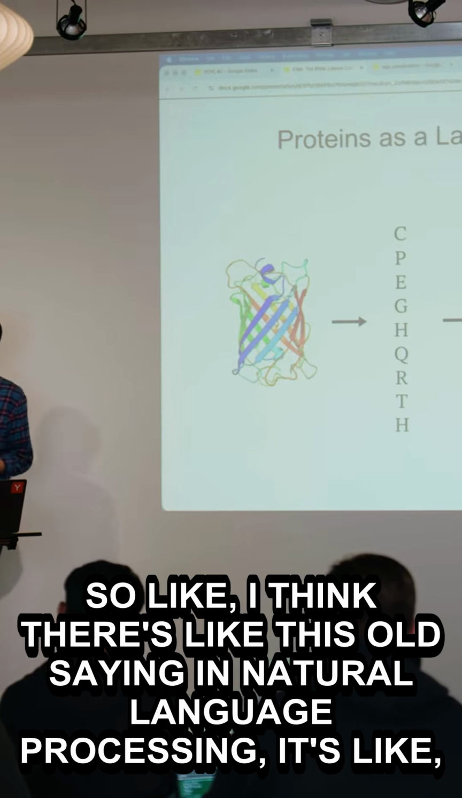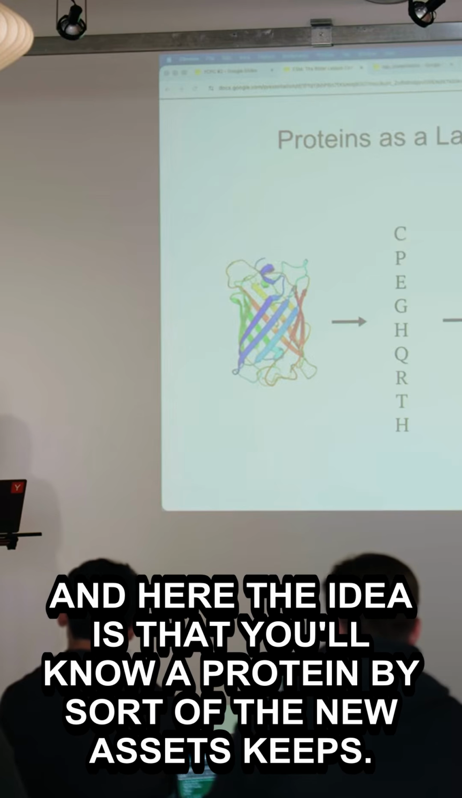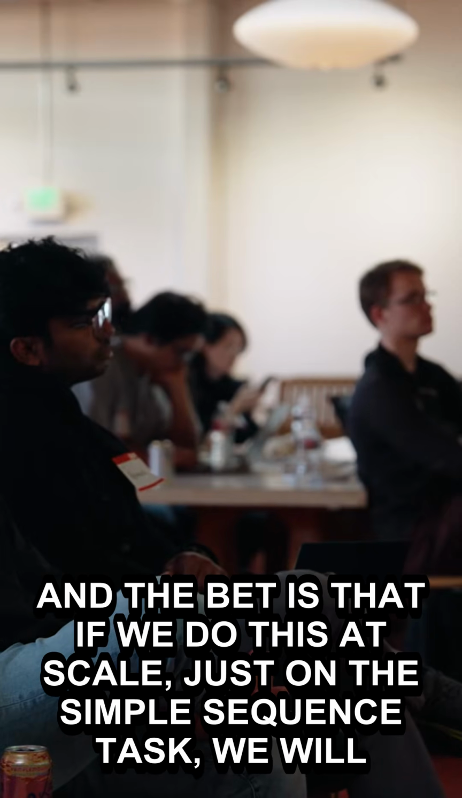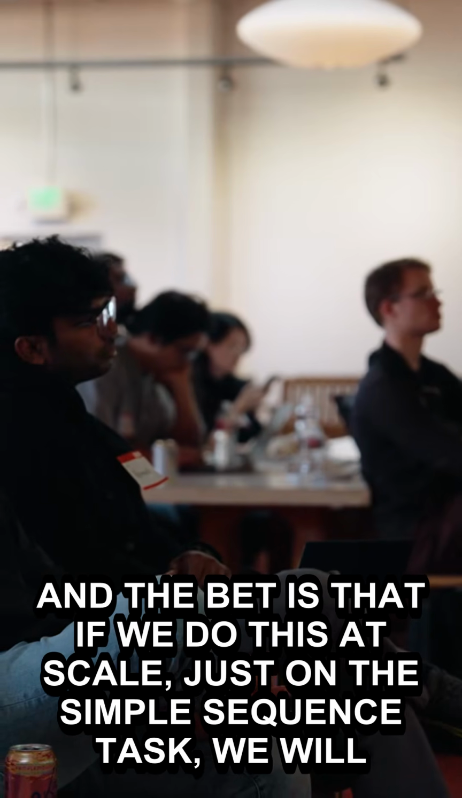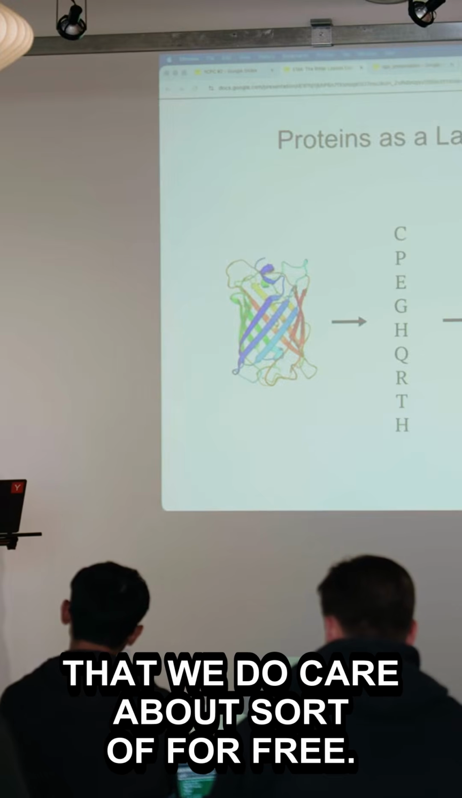There's an old saying in natural language processing: you'll know a word by the company that it keeps. And here the idea is that you'll know a protein by the amino acids it keeps. And the bet is that if we do this at scale, just on this simple sequence task, we will eventually get all of these other properties of a protein that we do care about, say like structure, sort of for free.